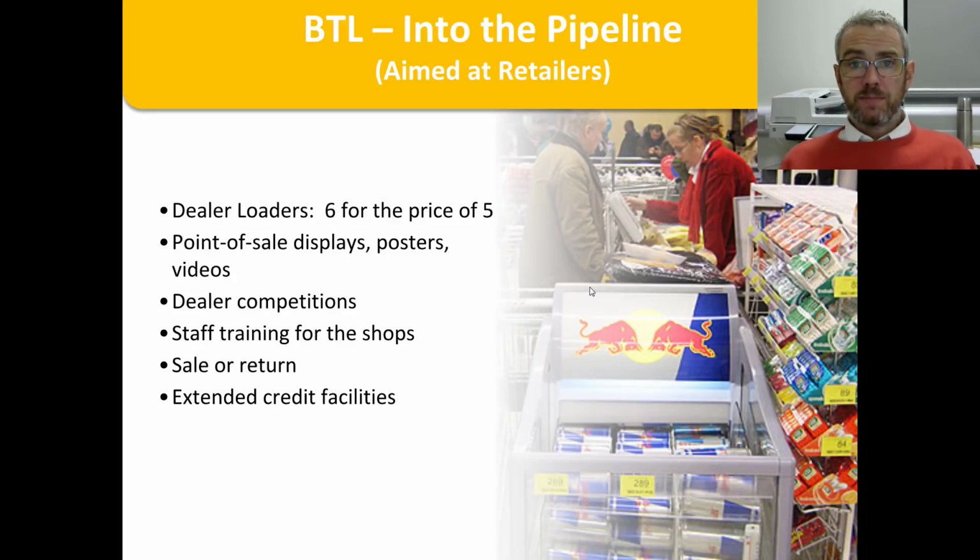So you get dealer loaders, which is very much like buy one get one free that goes to consumers. They'll give you 6 for the price of 5. Most things come in packs of 24 now. Cans of juice, cans of beans, all these sorts of things. So they might say you pay for 20 and get 24.